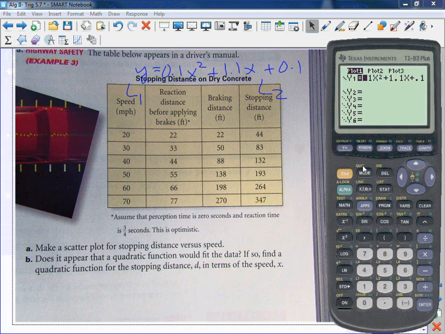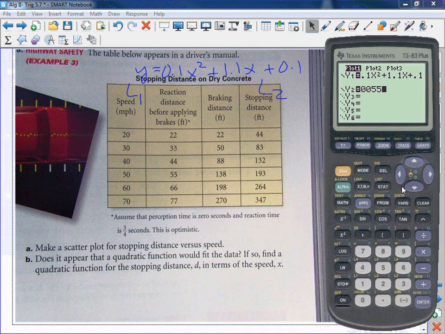Clayton, what did you write as your equation? All right, I've got to type it on the computer. 0.055 x squared plus 1.104 x plus 0.057. Now I'm going to show you both graphs at the same time.